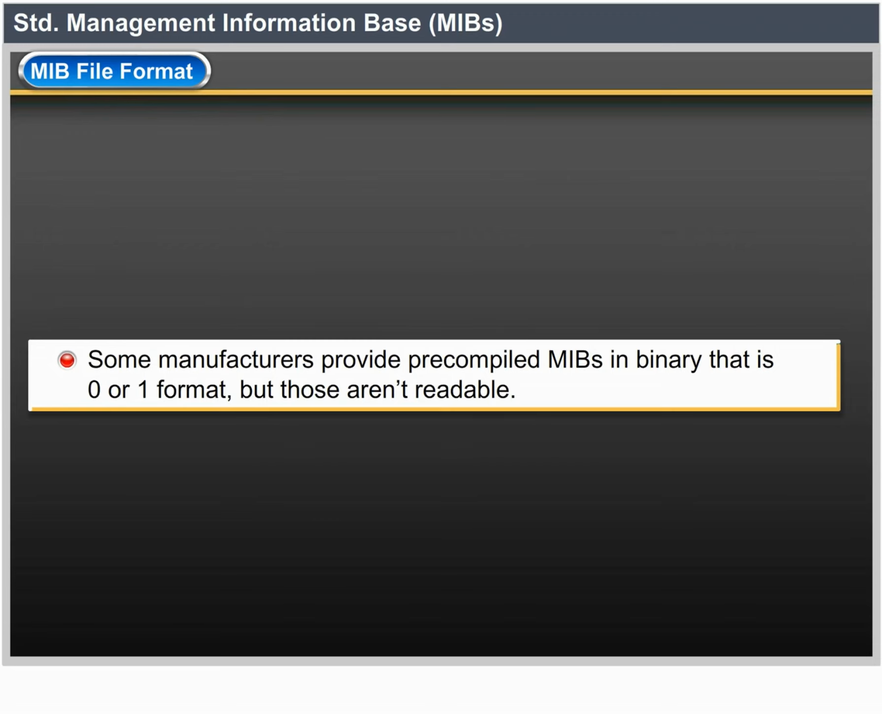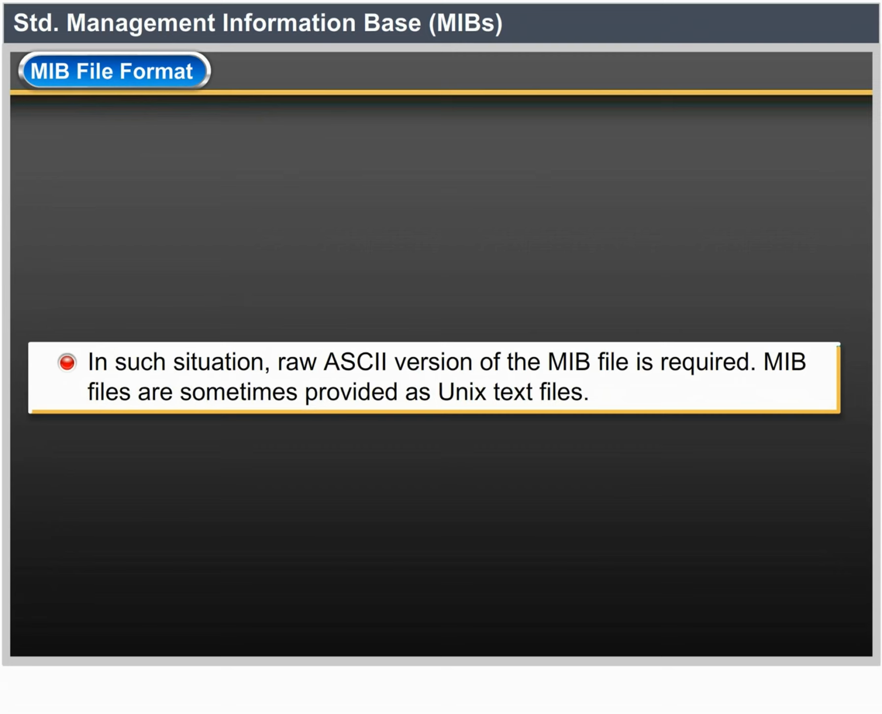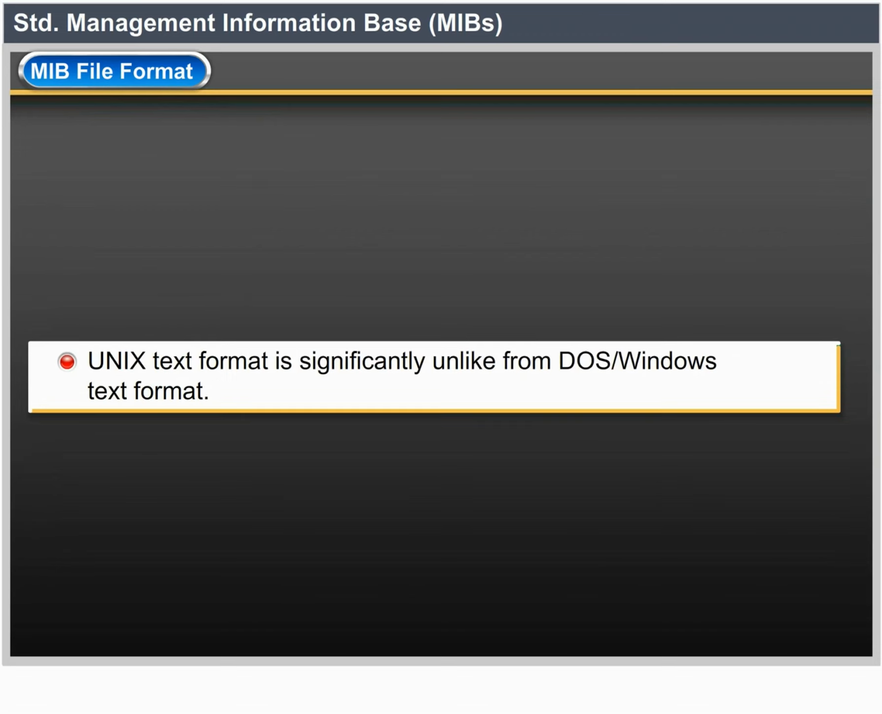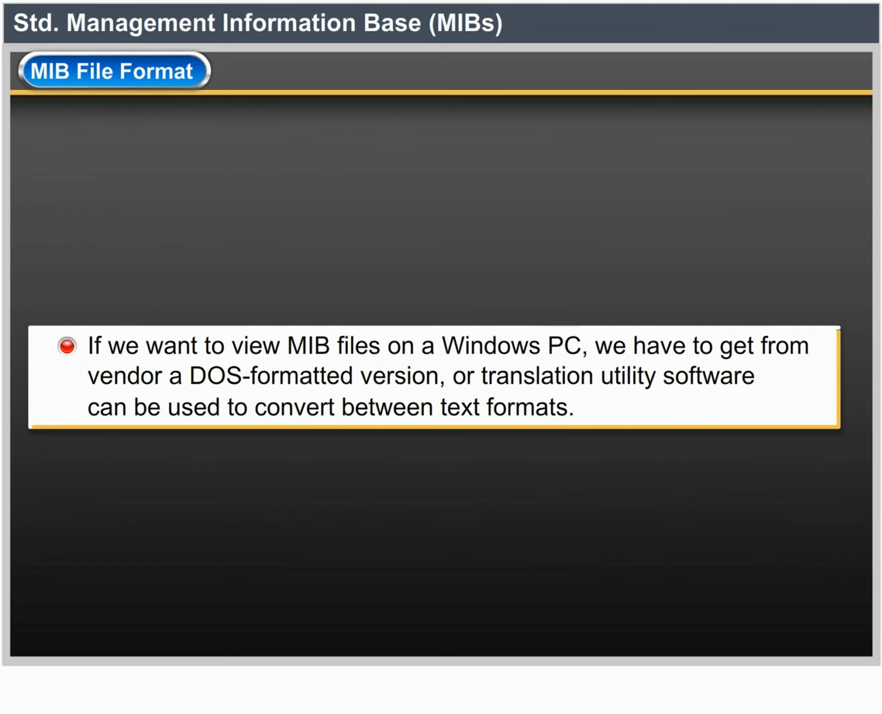MIB files are sometimes provided as Unix text files. Unix text format is significantly different from DOS or Windows text format. If we want to view MIB files on a Windows PC, we have to get from the vendor a DOS formatted version, or conversion utility software can be used to convert between text formats.